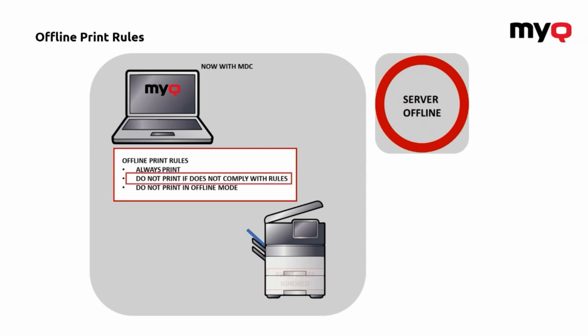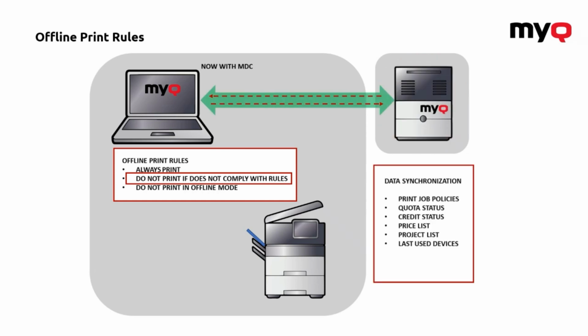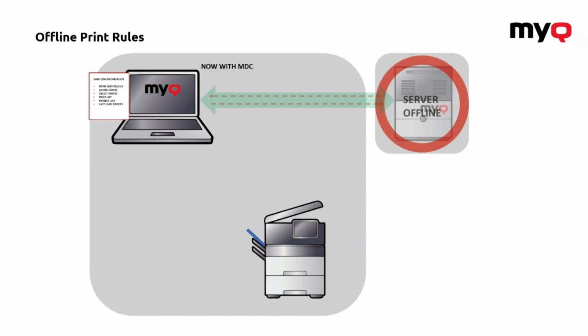In such a case, the client does its trick, because when the server was online, it actually synchronized all the data we've mentioned before. So the print job policies, quotas, credit, price lists, project lists, and because we're using the fallback print, also the last used devices. The whole set is now available locally on your client. And then when the server goes down, we can simply check those rules and apply them.